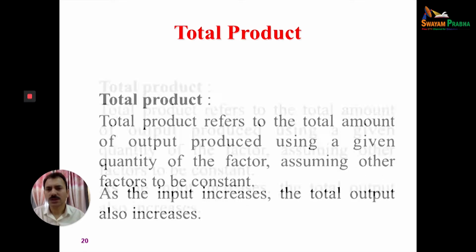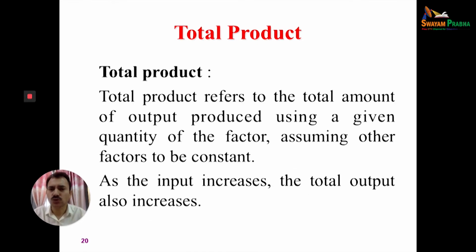So let us discuss some more important concepts which will be used in the coming slides, that is the law of variable proportion and the law of returns to scale. When we discuss the production function or theory of production, we must know what is the total product, average product, marginal product. So first, total product refers to the total amount of output produced using a given quantity of labor, assuming other factors to be constant.